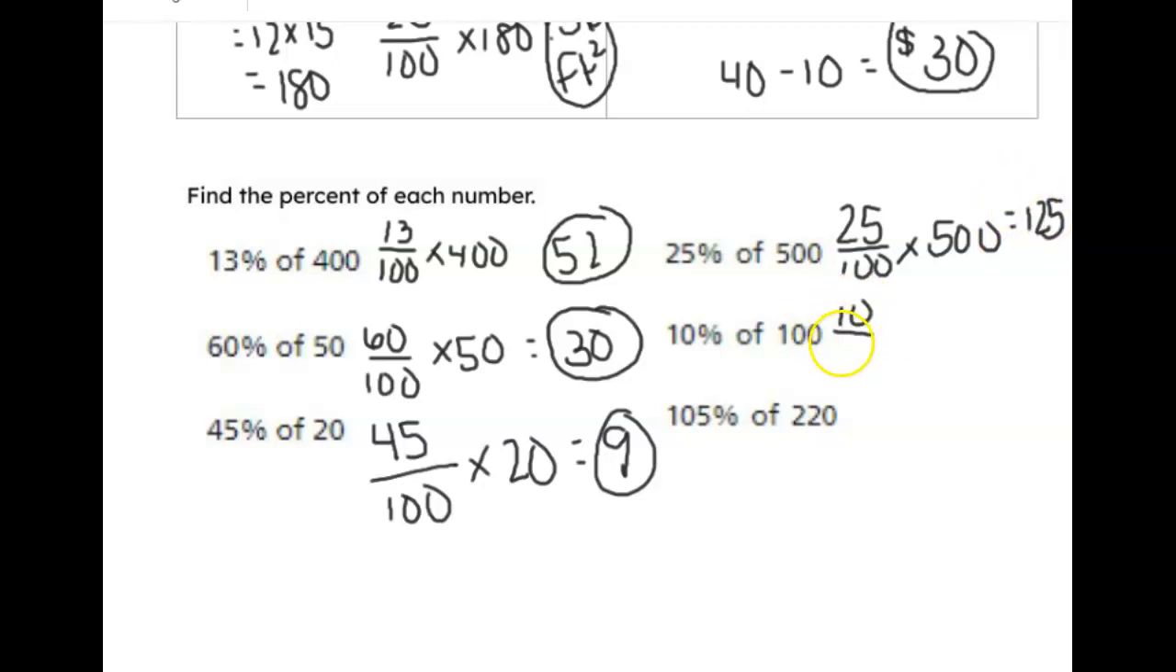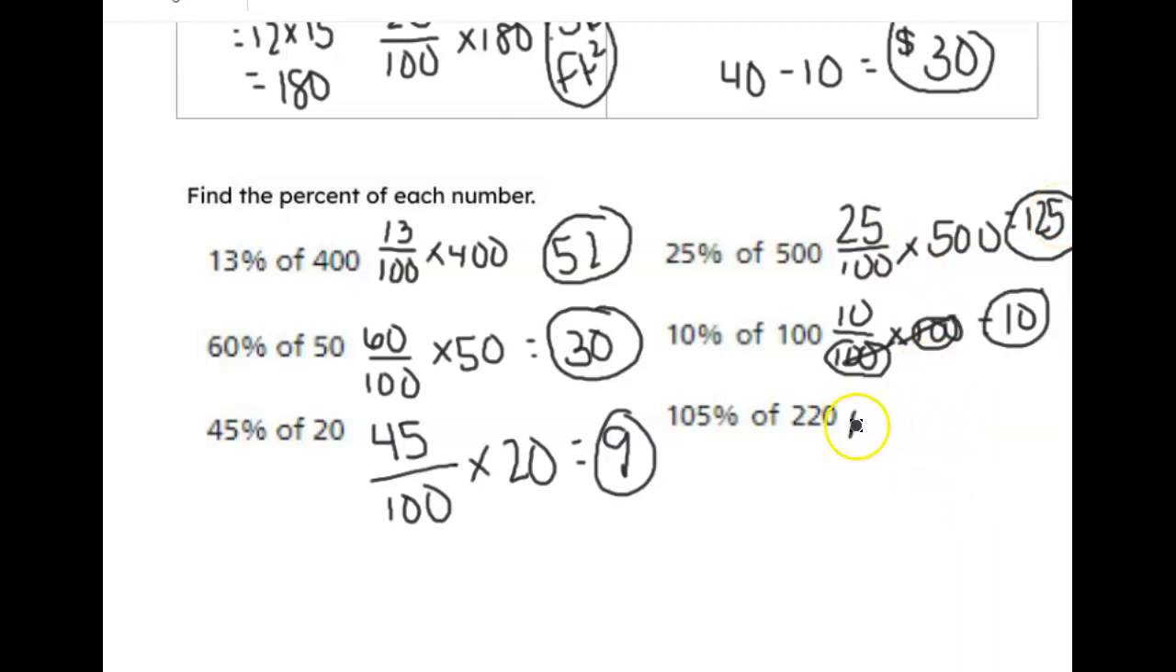10% would be 10 over 100 times 100 equals, in this case, we can cross cancel, if you don't want to type it in. When this number right here is the same as this number, it just cross cancels and then we get a 10. But if you don't want to do that, you can type it in your calculator too.